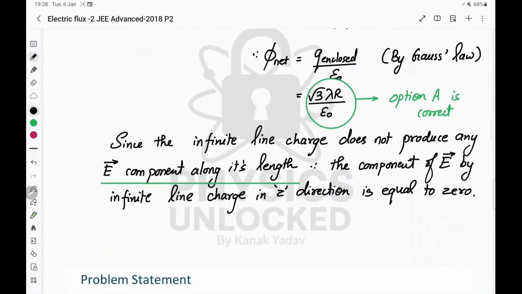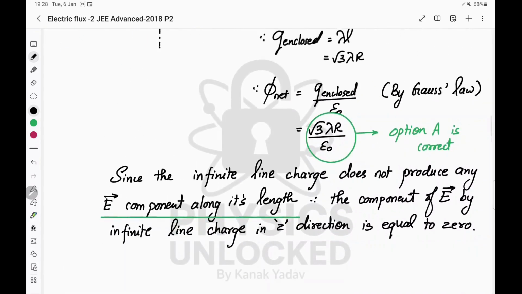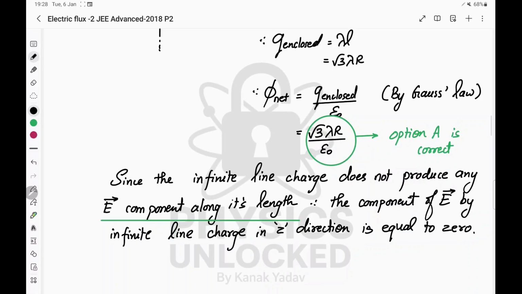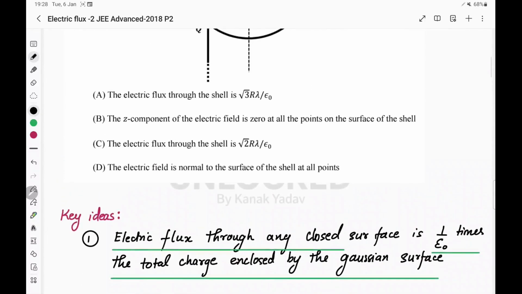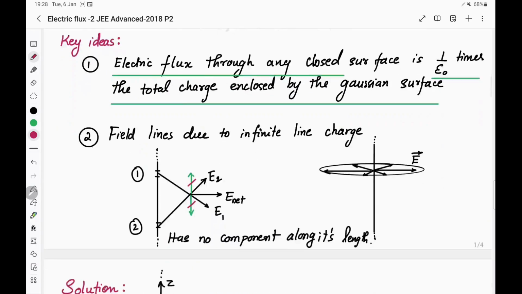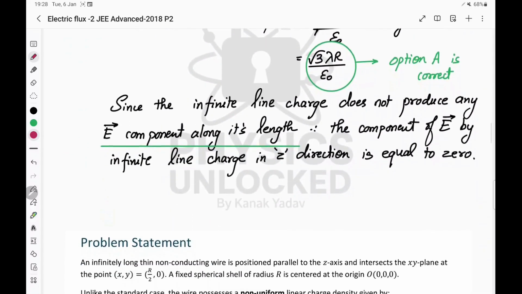So therefore we can say very simply that option A is correct, and other than option A, we can say that option B is also correct, right? So we can say option B is also correct. So which basically tells us the answer for this question is going to be A and B.